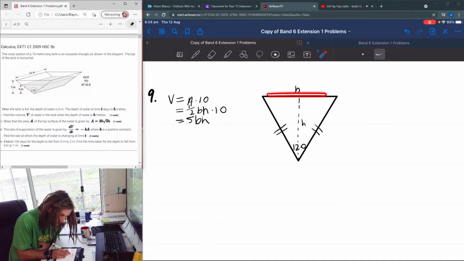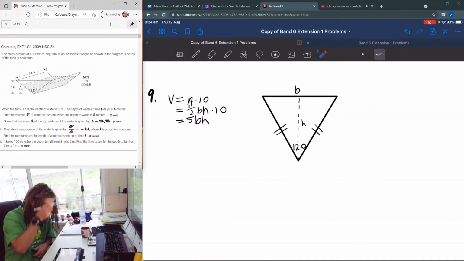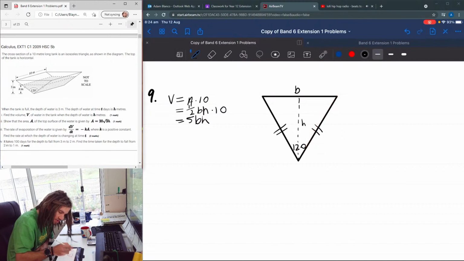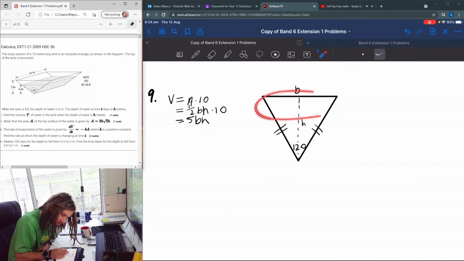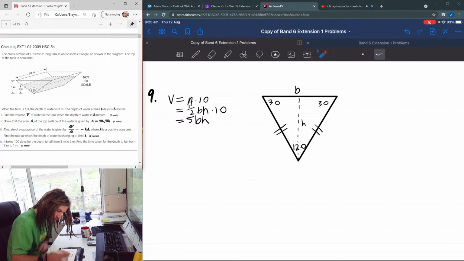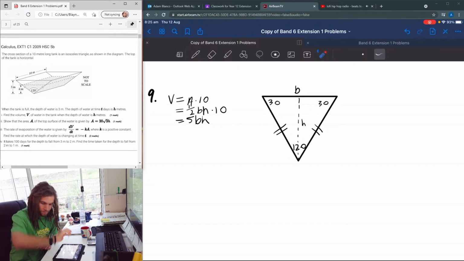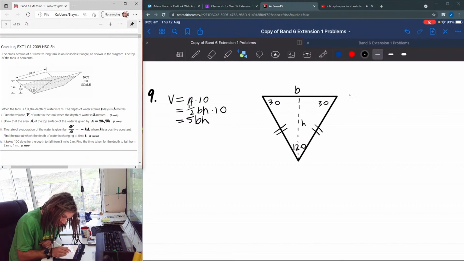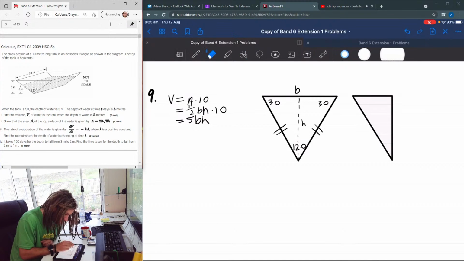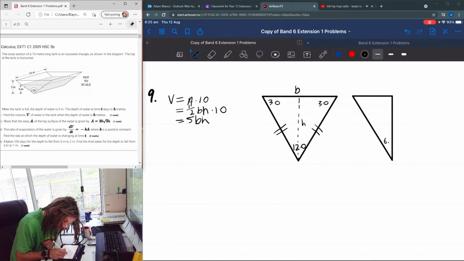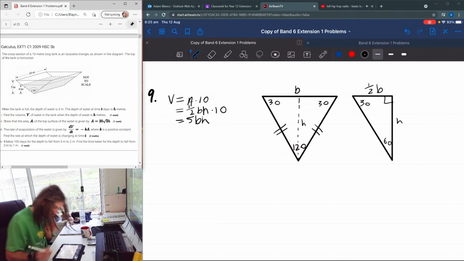I don't really have enough information other than the fact that it's isosceles, which tells me that this is going to be 60, which means those two are 30. So that's 30 and that's 30. If I halve the triangle, I can come up with a relationship between this and this with my h in it. So let me draw a new right-angled triangle. There we go. So that's 60, that's 30, that's a right angle, that's half B, that's h.